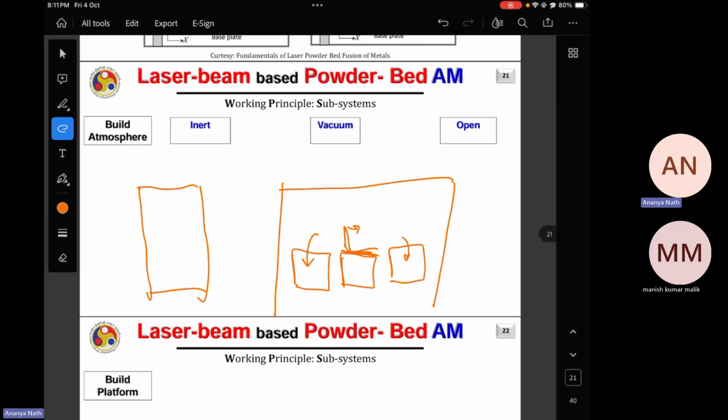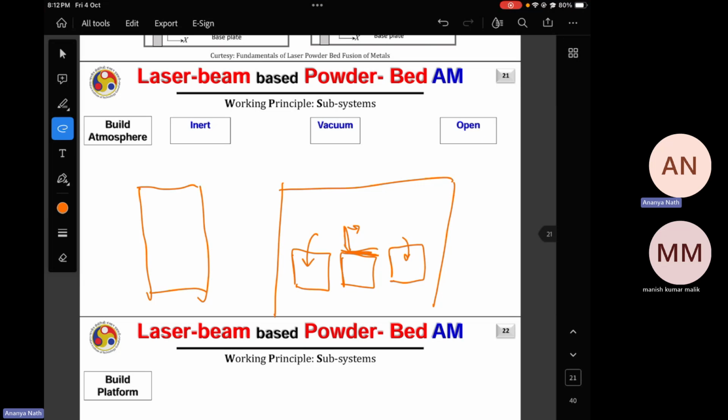And when you are depositing something with that high speed, you have to have a controlled atmosphere. Otherwise, if you are doing it in open air, the oxygen present in open air will interact with the process and you will get an oxide layer on each layer. Your part is damaged. This is of no use. And if you are doing it in open atmosphere, then there is no shielding of your molten pool.